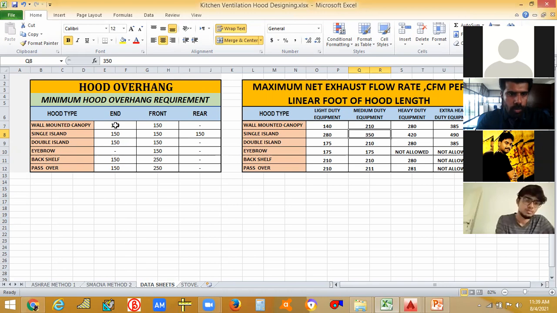If it's wall mounted, you will have only the two ends and the front, because one side will be fixed on the wall. If it is an island type, you will have all four sides: the ends, the front, and the rear. Here I have already chosen a single island, so all the overhang is 150 mm: 150 to one end and another 150 to the other end, front 150 and back 150.